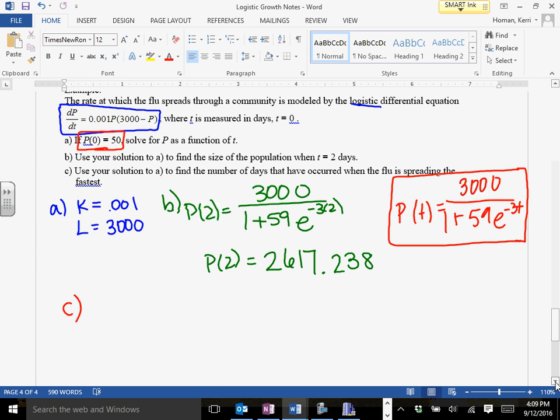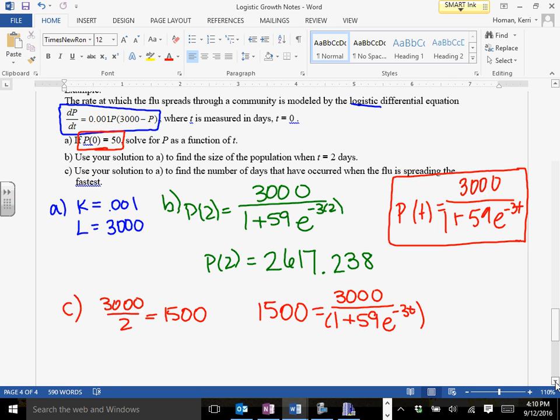For part C, use your solution to find the number of days that have occurred when the flu is spreading the fastest. So we know that 3,000 over 2 is how many people have the flu when it is spreading the fastest. So what we need to do is we need to take our equation and we need to set it equal to 1,500 so we can figure out when our flu is spreading the fastest. When means time, so we need to solve for t.